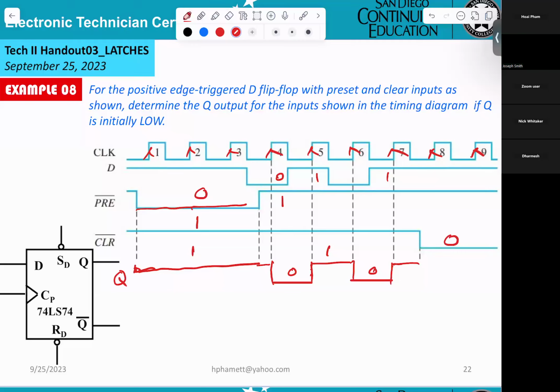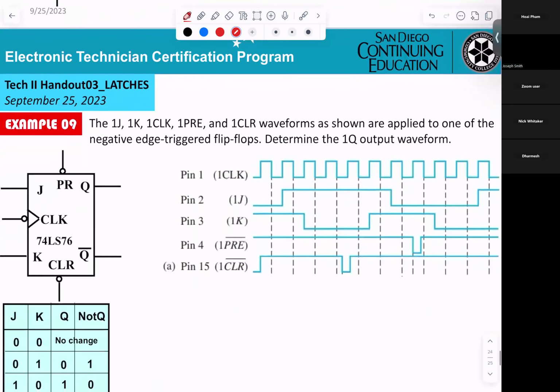The thing is, clear is now 0. No matter the clock, the output has to be 0. So if you understand that, you can draw the timing, no problem.